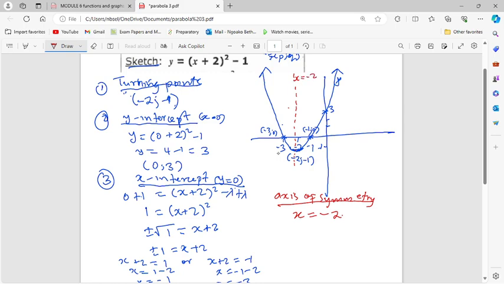So that is the equation of the axis of symmetry. Because the line is going straight, it means this line is parallel to the y-axis, then it's going to cut the x-axis. That's why the equation is only x equals to. All right, and then we can get the domain.